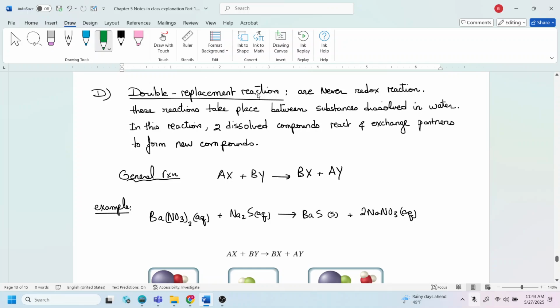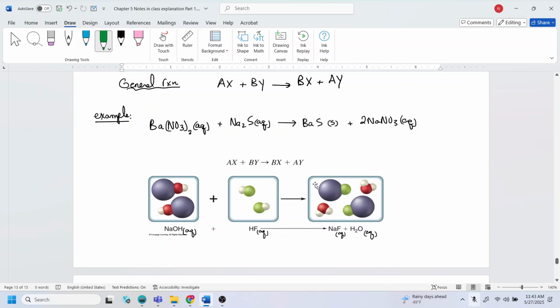Now for the double replacement, it's double, right? So if it is double, both of them are going to undergo a reaction and you're going to have a replacement there. So A will replace B and B will replace A. So you're going to get BX and AY. This is a double replacement reaction. This reaction is never a redox reaction. It's a simple non-redox double replacement reaction.